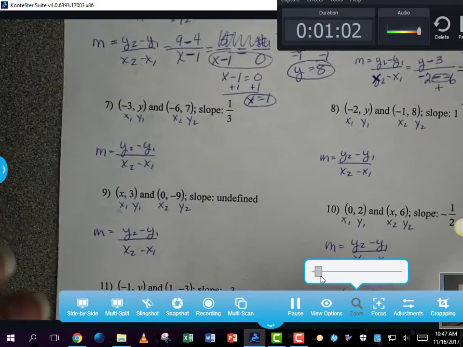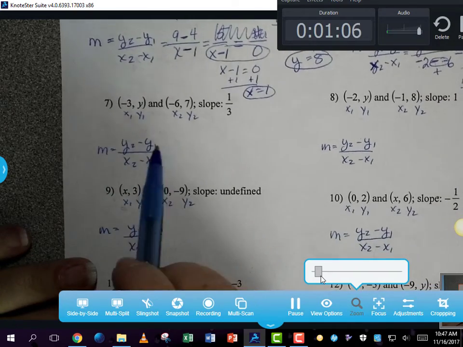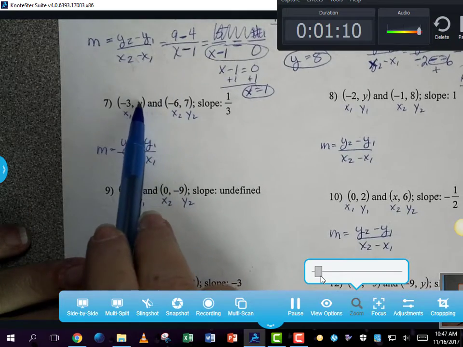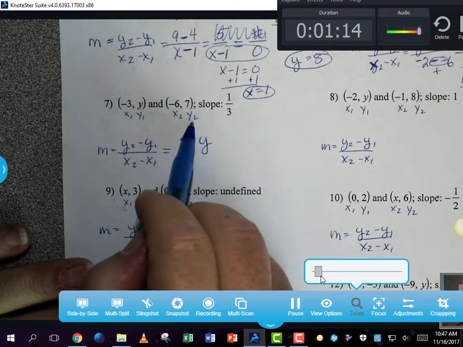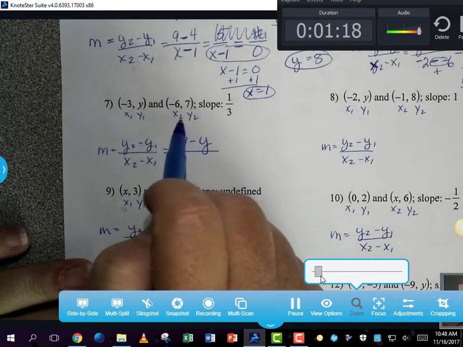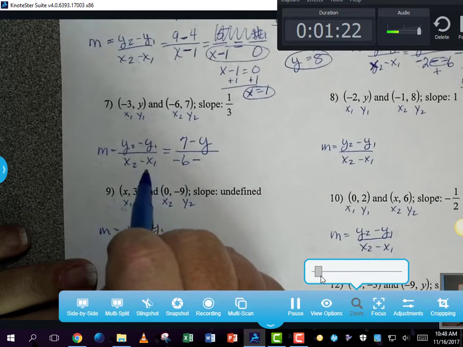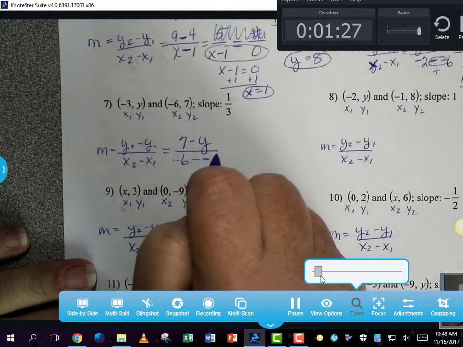All right, welcome back. So I'm going to go through, these are more examples if you need them. Okay, so we are going to have to subtract 7 minus y, right? Y sub 2 minus y sub 1. And we're going to have that divided by x sub 2, which is negative 6, minus from the formula, right? That minus is from the formula, and x sub 1 is negative 3.